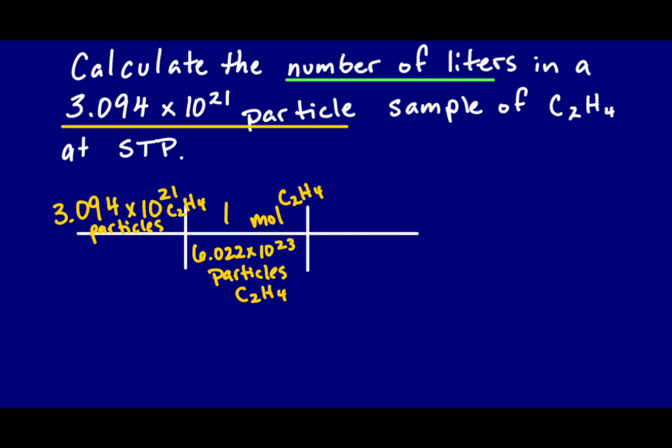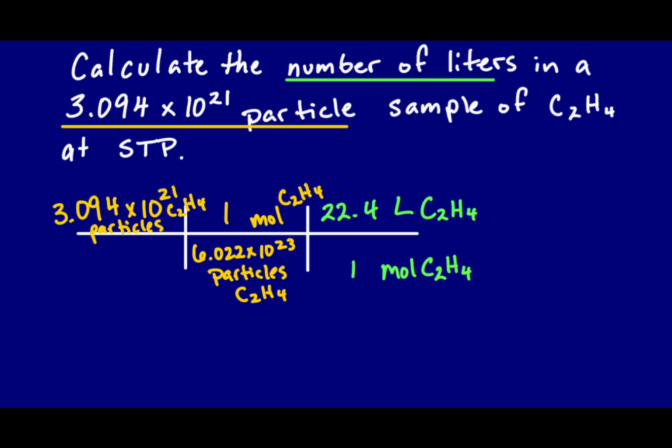Sorry, I wasn't consistent with my color here, but I apologize. So our next converting factor needs to get us from moles to liters. We're at STP, so that means we are allowed to use molar volume. So moles of C2H4 are going to cancel out, and if we're thinking about molar volume, that means we will end up with liters of C2H4. So for every 1 mole of C2H4, we will have 22.4 liters of C2H4.